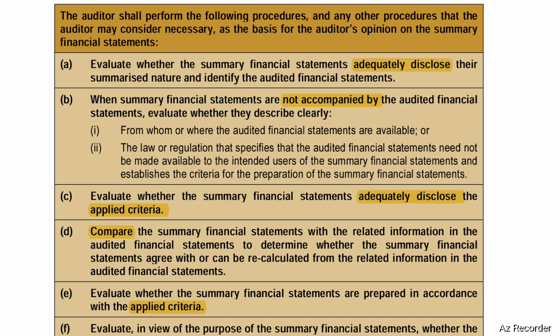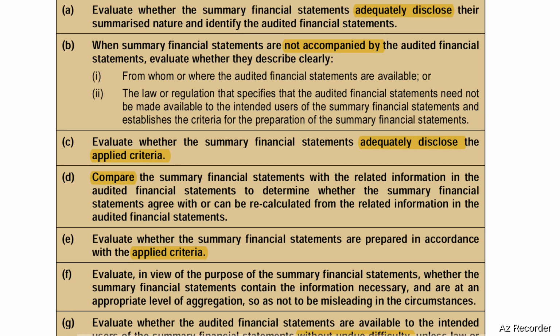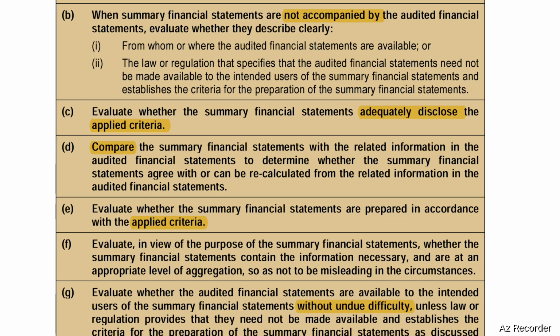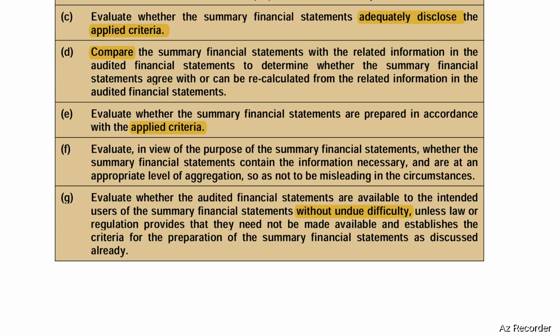The auditor shall perform the following procedures, and any other procedures that the auditor may consider necessary, as the basis for the auditor's opinion on the summary financial statements. Evaluate whether the summary financial statements adequately disclose their summarized nature and identify the audited financial statements. When summary financial statements are not accompanied by the audited financial statements, evaluate whether they describe clearly from whom or where the audited financial statements are available, or the law or regulation that specifies that the audited financial statements need not be made available to the intended users of the summary financial statements, and establishes the criteria for the preparation of summary financial statements. Evaluate whether the summary financial statements adequately disclose the applied criteria.